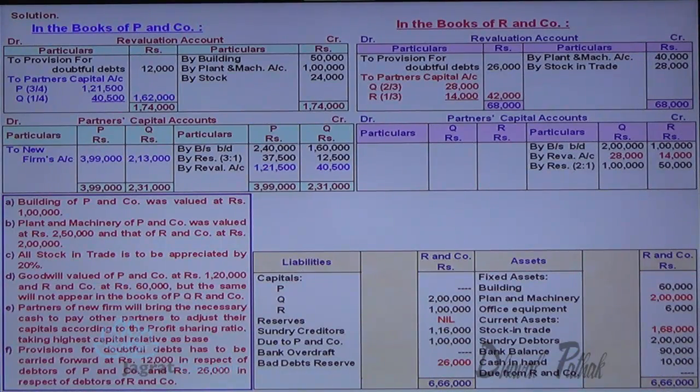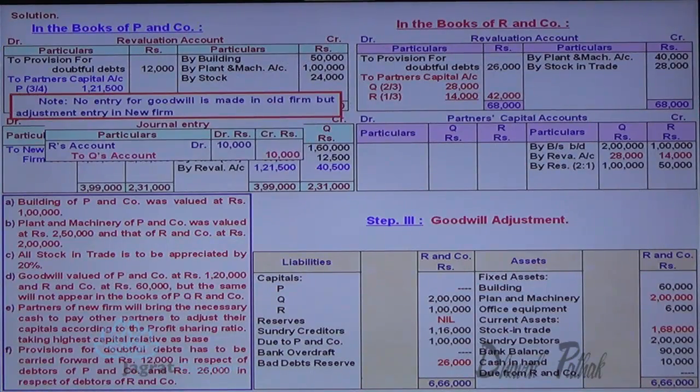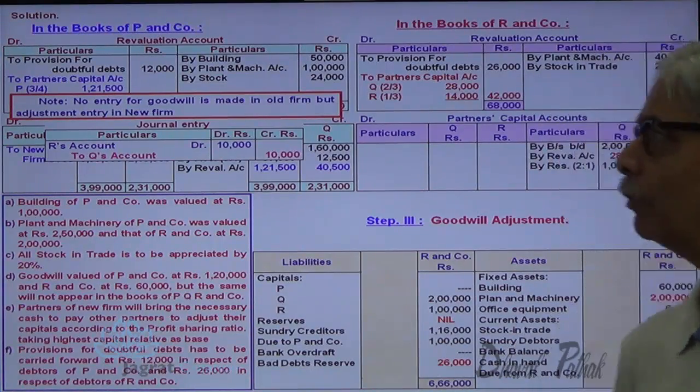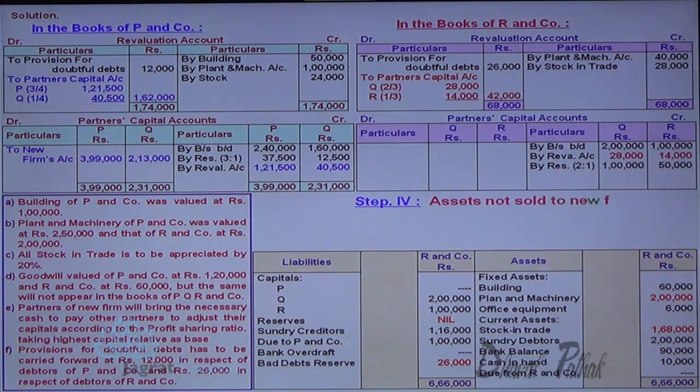Now assets that have not been transferred. Goodwill adjustment, as you know, is going to be recorded in the books of the new firm. So no need to consider goodwill right now. Once again, assets not sold to the new firm must be distributed to the partners, or must be realized in some other form, either by selling them for cash or taken by a partner at an agreed value.